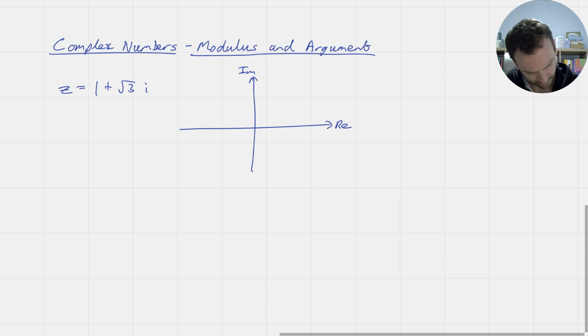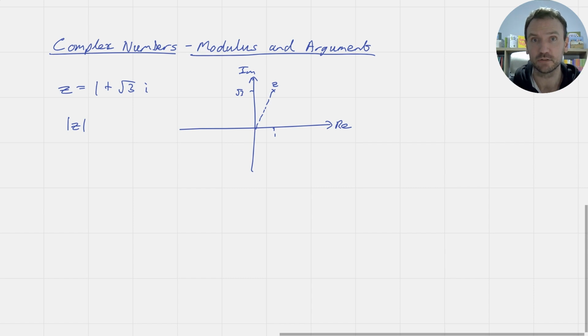So our number z would be 1 across on the real axis, root 3 up on the imaginary axis, something like this. I'd make sure I'm labeling the axes so it's clear, and we'd have z there. If we're asked for the modulus of z, this always means: what distance are we from the origin? So it's asking us this distance here.